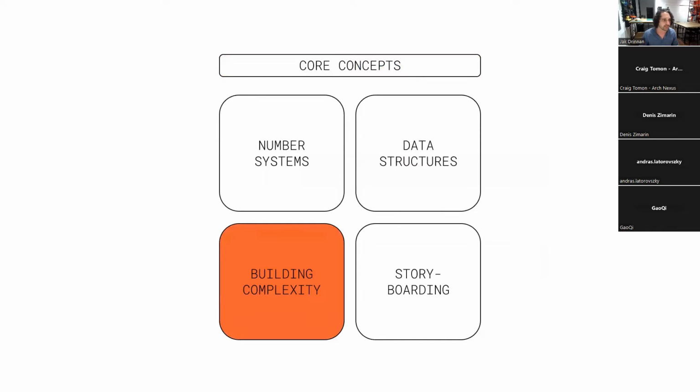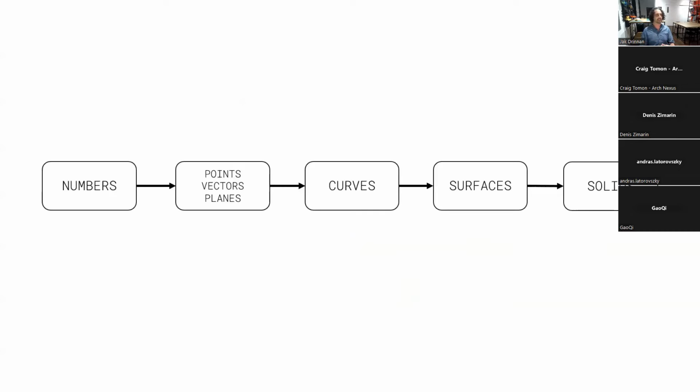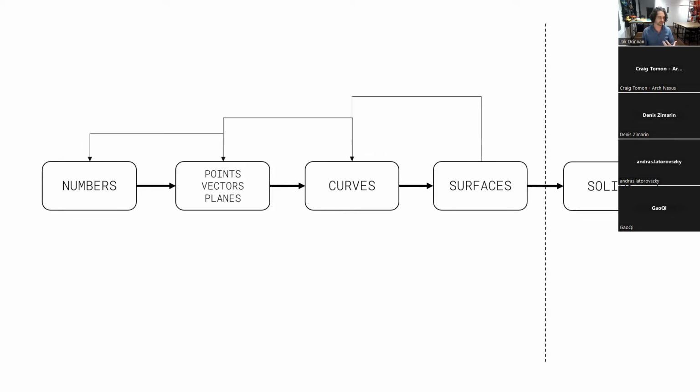So we'll start with building complexity. And there's this understanding that the basic building blocks of what we're using as a parametric designer are numbers. They're right over here on the left. Numbers are the basis of creating points. 3 points make a coordinate system. From there we can create vectors and planes. We use these to define our curves and our line work. We use these to define surfaces. And then we use our surfaces to define solids.